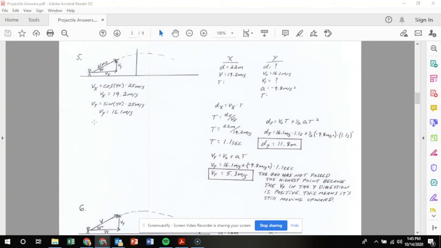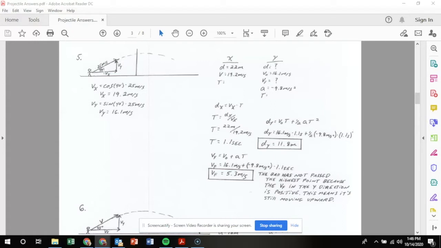We're going to be taking a look at numbers 5 and 6 from the projectiles launched at angles review paper. In number 5, you throw a ball toward a wall with a speed of 25 meters per second. There's the hypotenuse of the triangle that I've drawn for velocity, and it's at an angle of 40 degrees above the horizontal. So there's the 40 in the bottom left corner of this triangle.